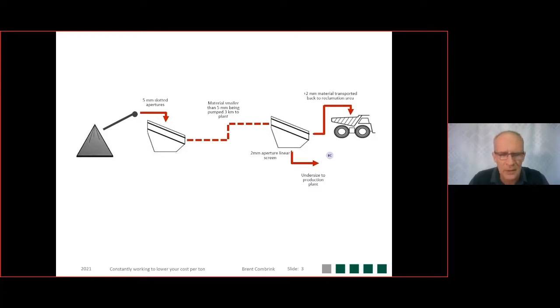So my question was, okay, so what do you do with this +5 material? Now we dump it. Okay, so the -5 material, that gets pumped 3 kilometers to the plant where it first gets screened on a 2mm linear screen. Okay, so my next question obviously is, so what do you do with the oversize and the -2 from the linear screen? So the oversize, that gets loaded by trucks periodically and then gets dumped back on the original mine site. The -2 material, that actually goes into the plant.